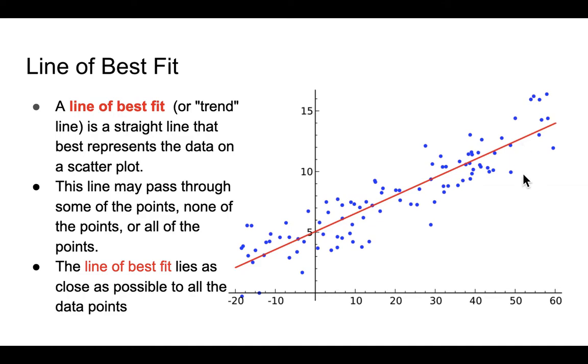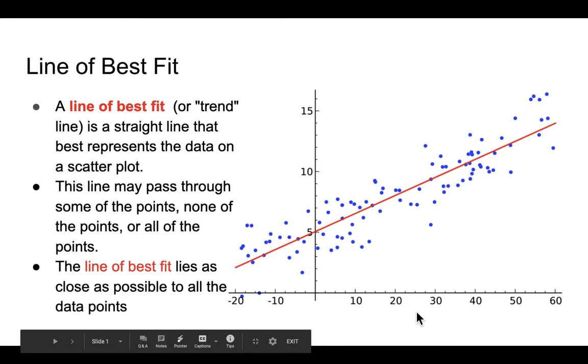This line may pass through some of the points, none of the points, or all of the points. In this case, you can clearly see it passes through some of our points, but clearly not all of them. And the line of best fit lies as close as possible to all the data points. That's what makes it the line of best fit.